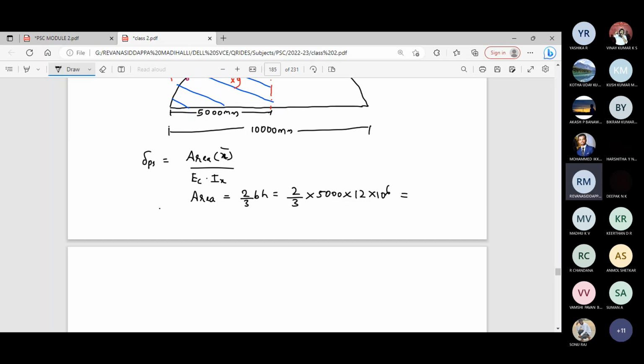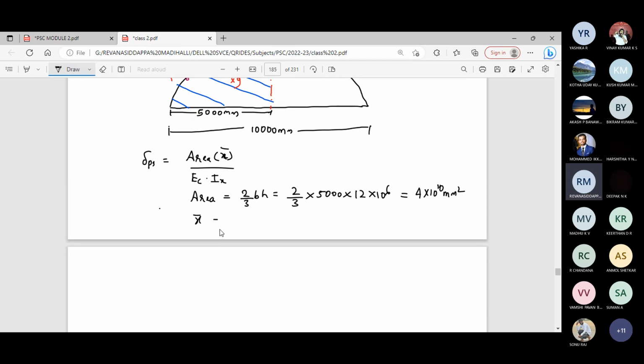So it is 2/3 of 5,000 into 10. 2 into 5,000 into 12 into 10 power 6, divided by 3. So 4 into 10 power 10. The answer is 4 into 10 power 10 mm square.